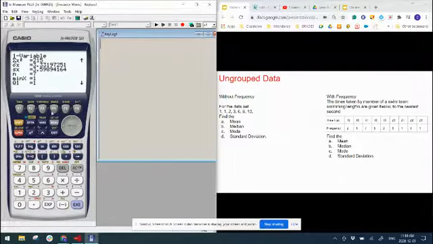Tells us that our min value is 1. Quartile 1 is 1. Tells us that our median, which was our part B, is 3. Tells us quartile 3 is 8. Our max is 10. Tells us that our mode is 1. So that's all of the data points that they wanted us to find here.